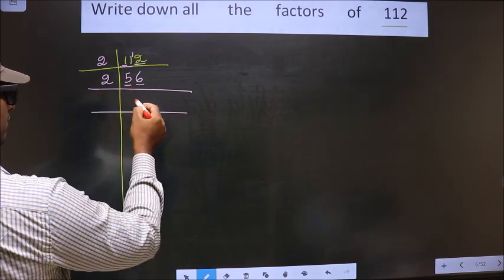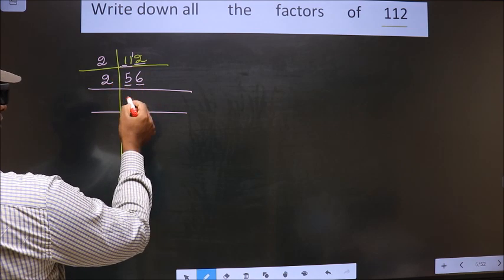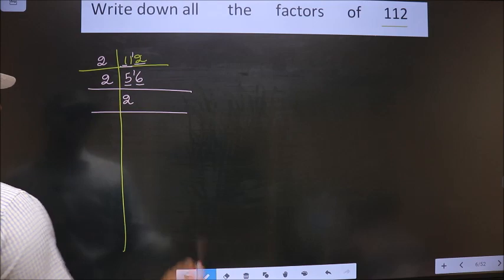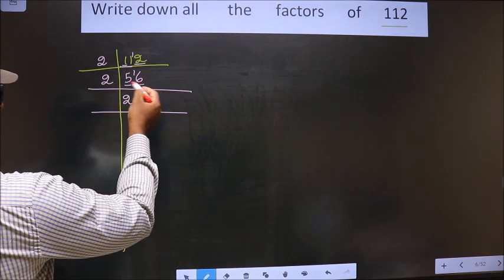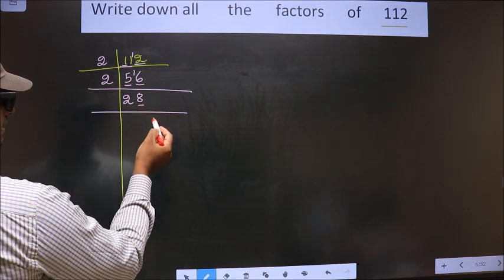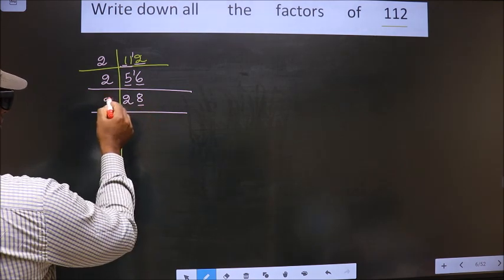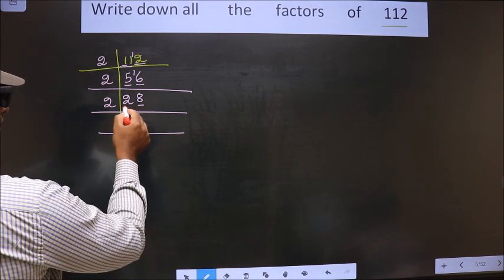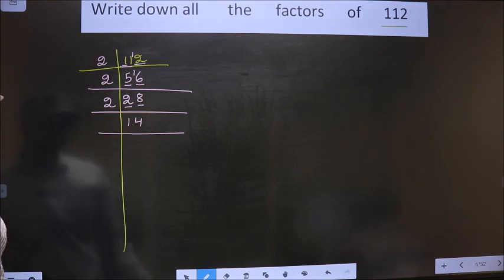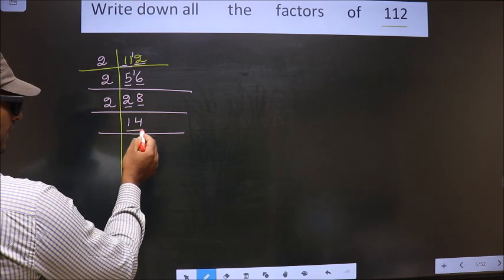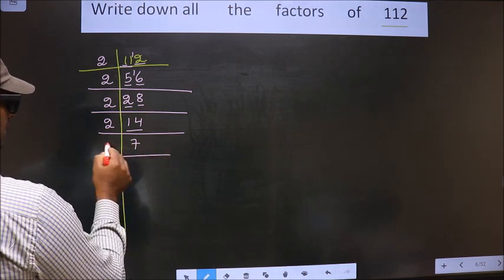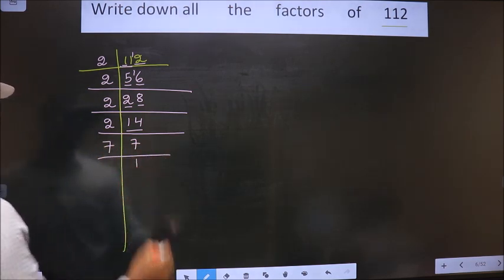Next, for this number, the last digit is 6, which is even, so we take 2 here. The first number is 5. A number close to 5 in the 2 table is 2 twos are 4. 5 minus 4 is 1, 1 carried forward, making it 16. When do we get 16 in the 2 table? 2 eights are 16. Now, for this number, the last digit is 8, which is even, so we take 2 here. First number is 2, 2 ones are 2, next is 8, 2 fours are 8. Now here we have 14, 14 is nothing but 2 sevens. Now 7 is a prime number, so we take 7 ones are 7.